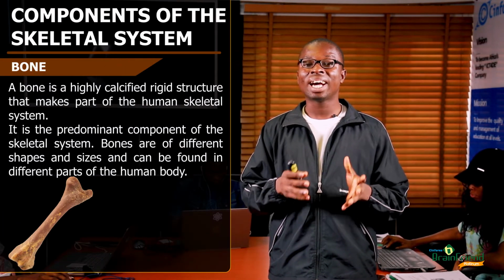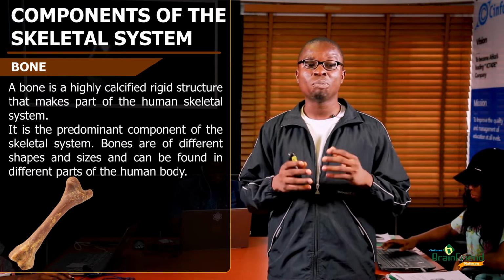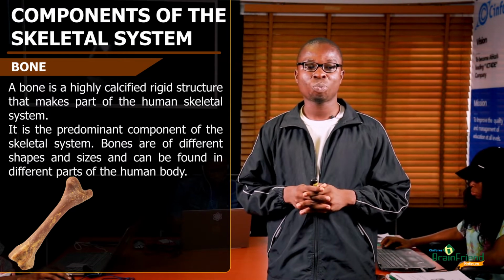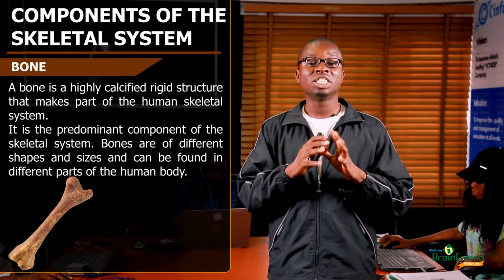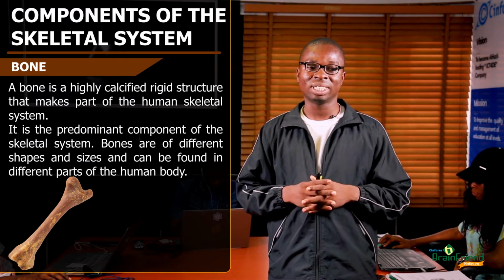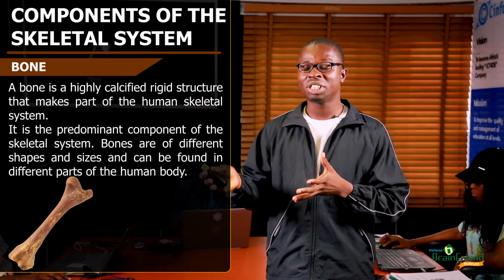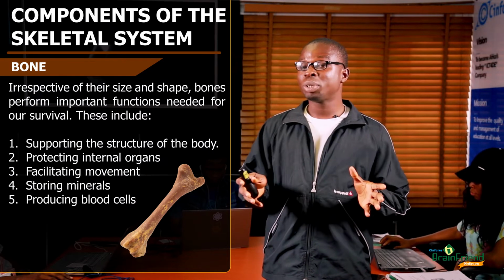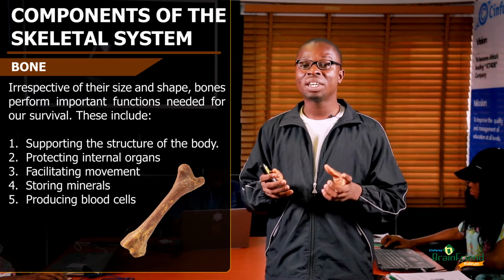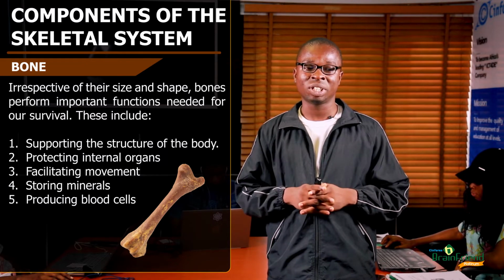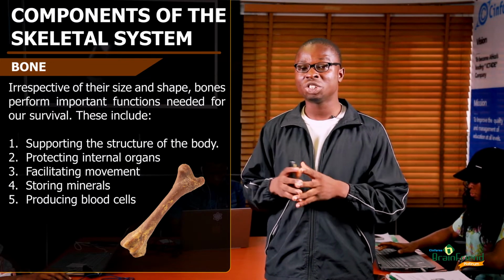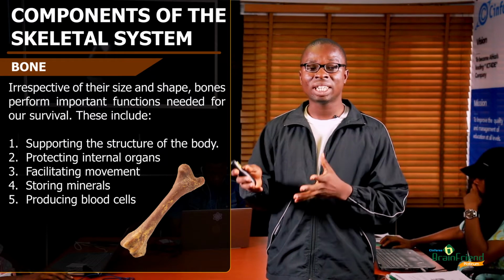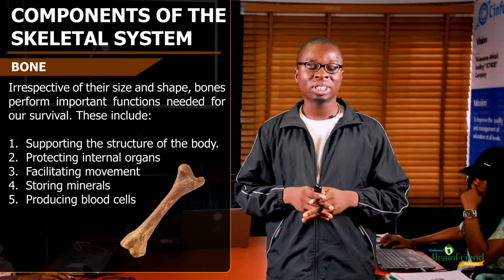First, let's talk about the bone. A bone is a highly calcified, rigid structure that makes part of the human skeletal system. As identified earlier, it is the predominant component of the human skeletal system. They come in different shapes and sizes and can be found in almost all parts of the body. Irrespective of their size and shape, they carry out important functions necessary for our survival, which includes supporting the structure of the body, protecting internal organs, facilitating movement, storing minerals, and producing blood cells.